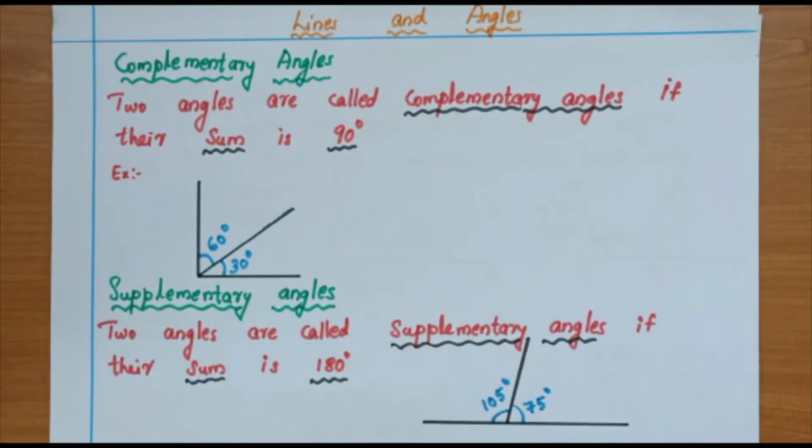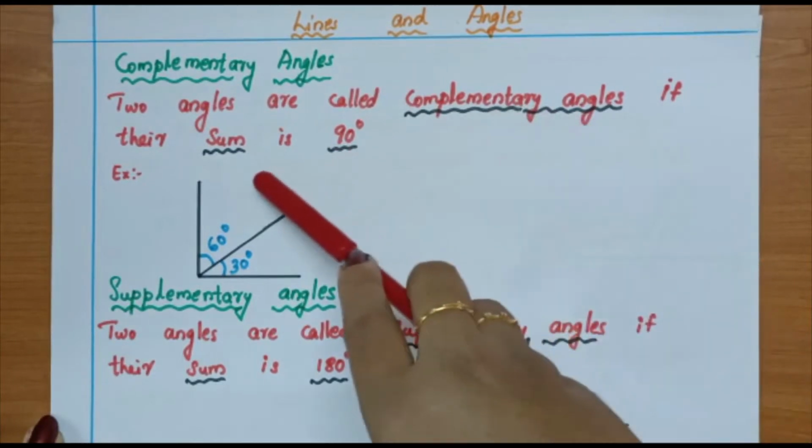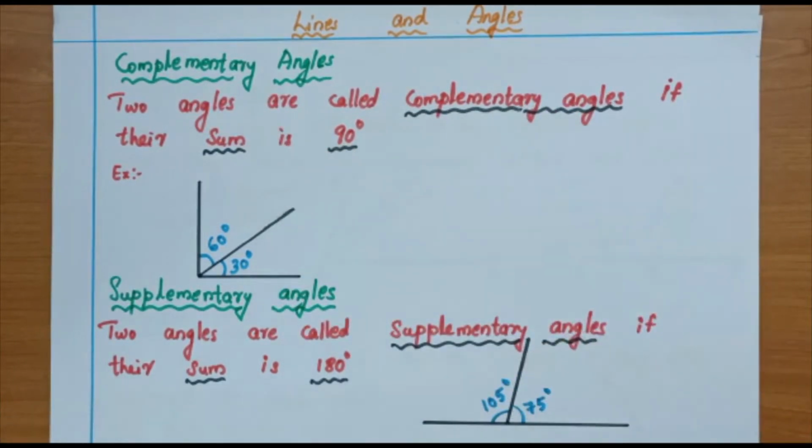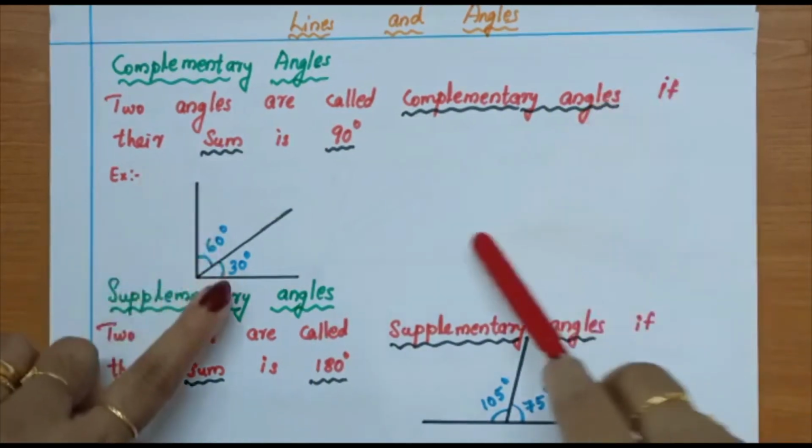Now we can learn other types of angles, that is, complementary angles and supplementary angles. What are complementary angles? Two angles are called complementary angles if their sum is 90 degrees. When we add two angles, we have to get the answer 90 degrees. When two angles add up to a 90 degree measurement, those two angles are called complementary angles. If it is not 90 degrees, they are not complementary angles.